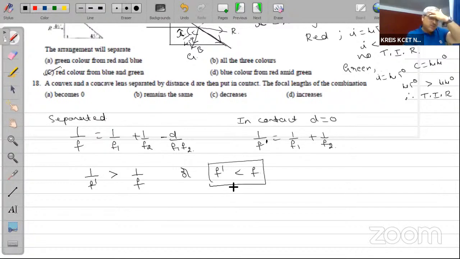Okay, so f dash becomes lesser than f. So if they are put in contact, then the focal length essentially will decrease. So the option should be that it decreases. This is what in fact you are going to get. All right.